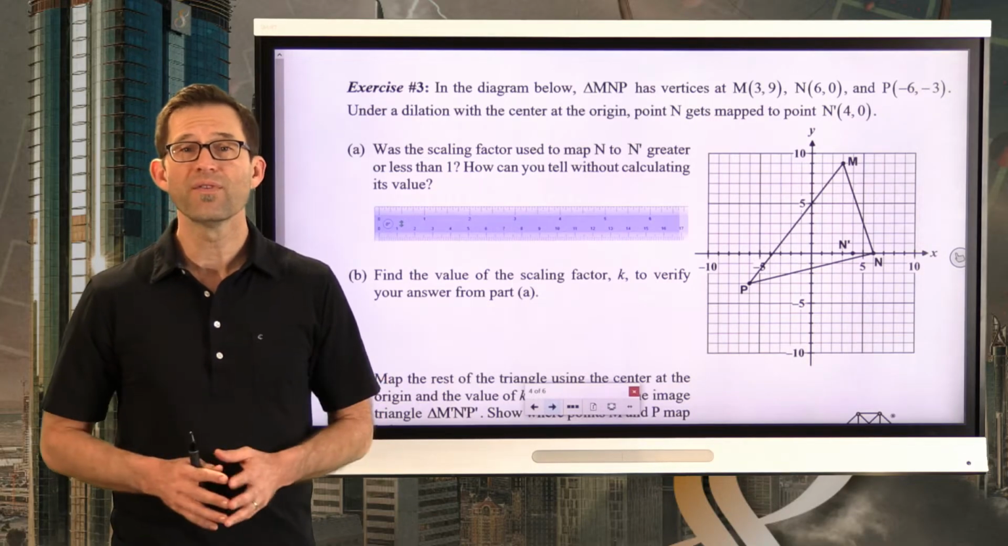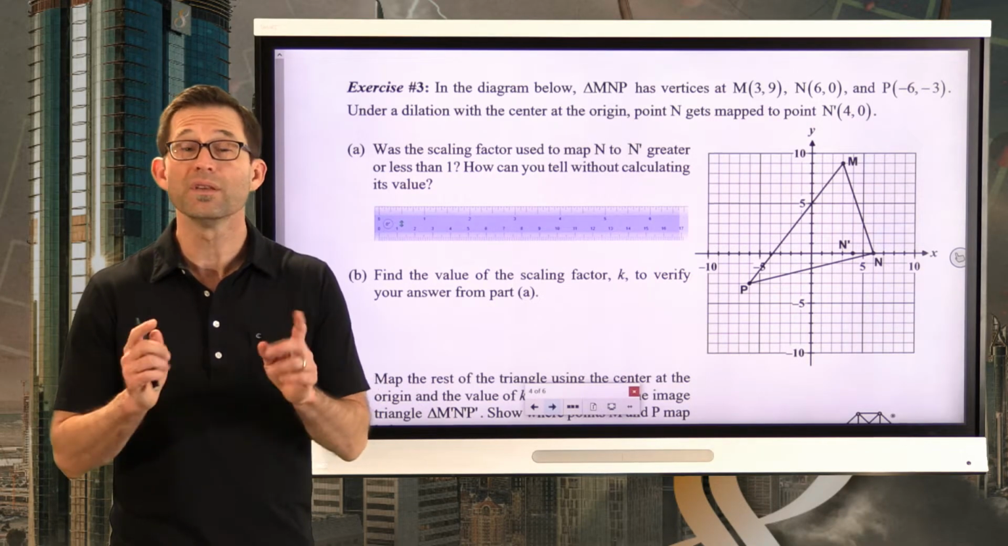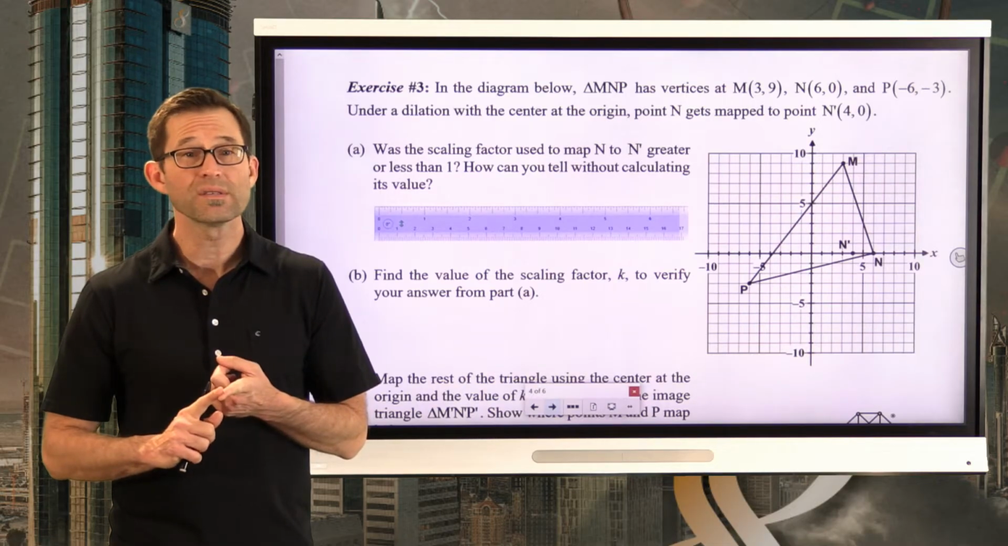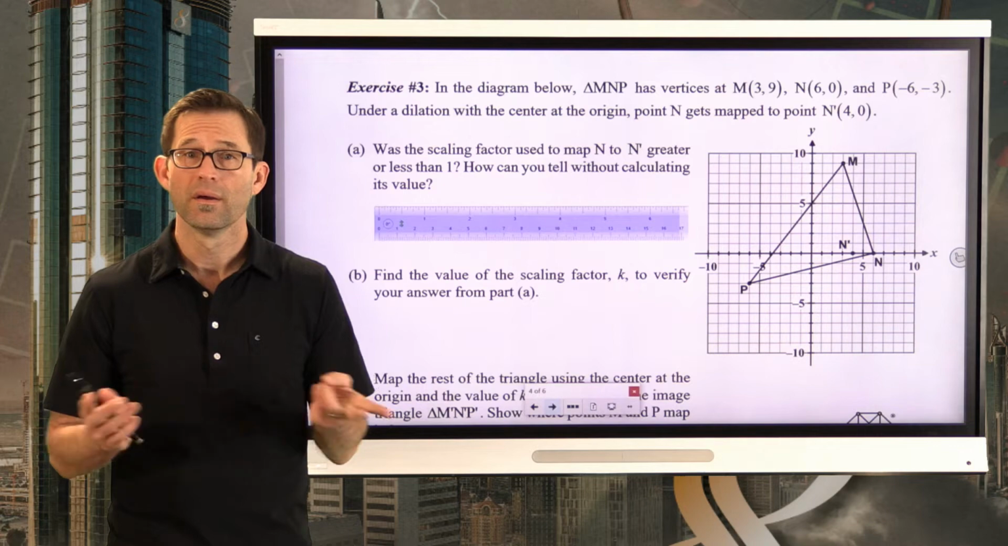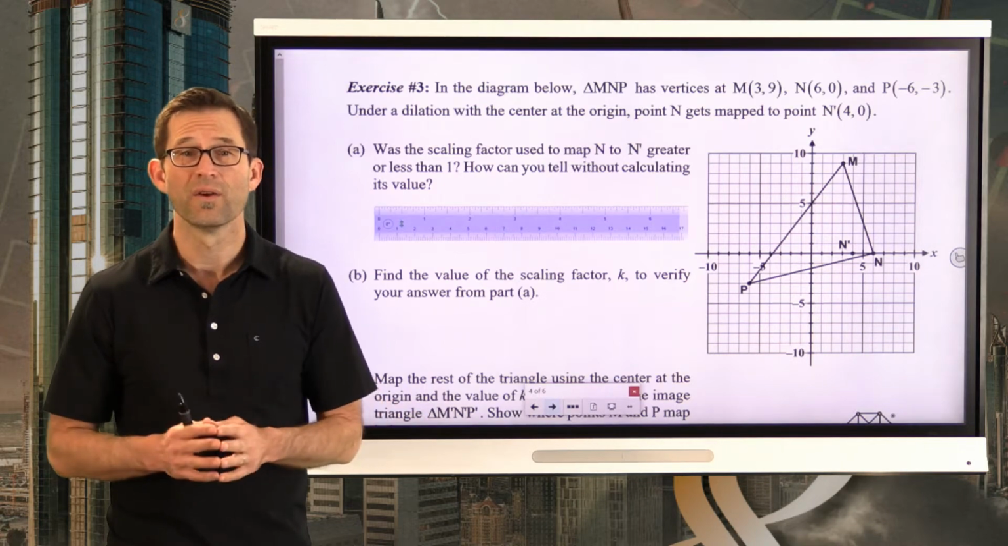Awesome. Pause the video now and see if you can answer these two questions. One, was the scaling constant greater than or less than 1? And then the second one, how can you tell? Pause the video now.